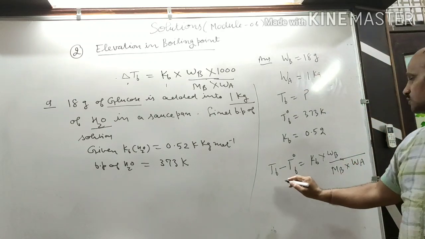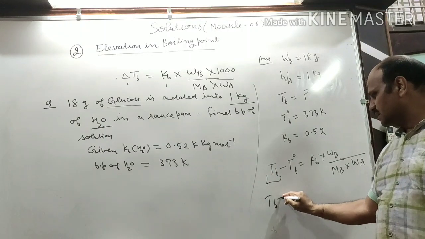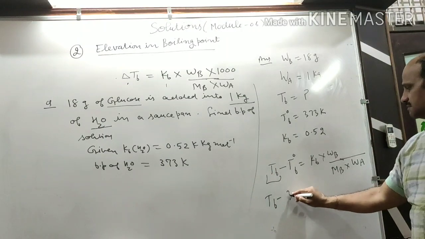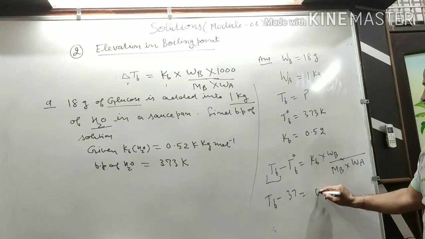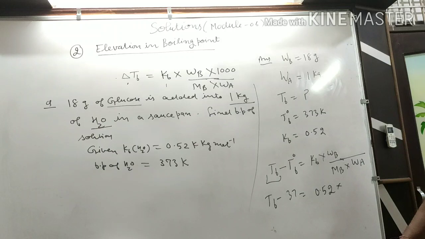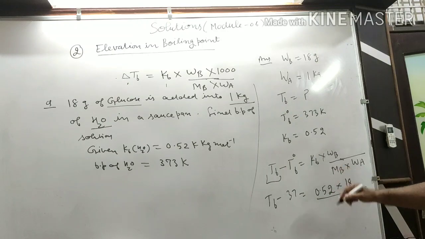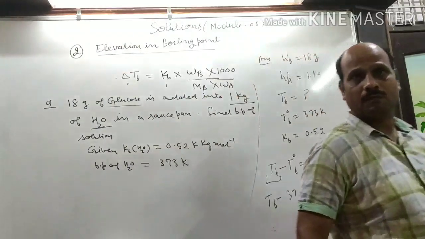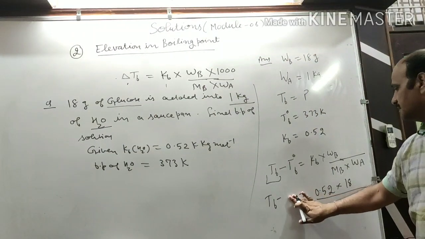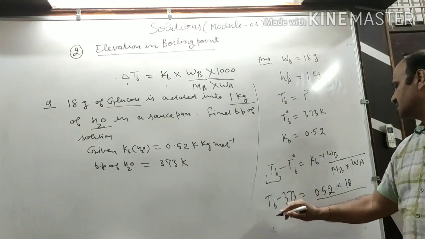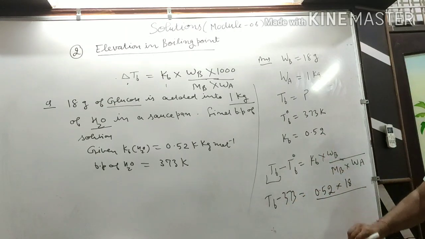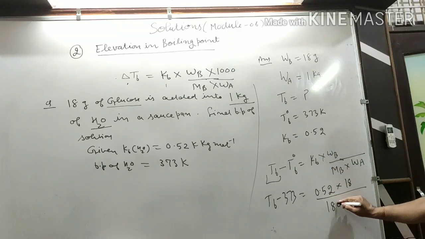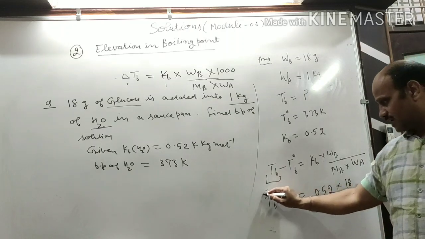So putting all the values: TB you have to calculate, T naught B is 373, KB is 0.52, WB is 18, upon MB, the molar mass of glucose, which is generally given, is 180, and WA is 1 kg. Like this you can calculate it.